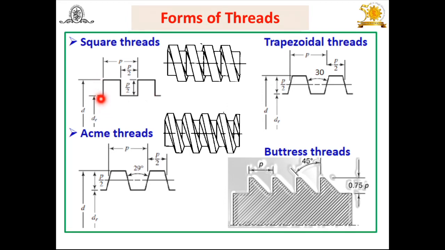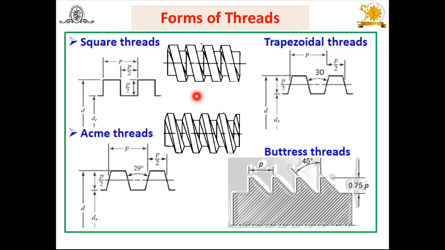Here you will find the teeth, with the surface perpendicular to the axis. The nomenclature is given, and you will find it in the data book also. But what is the main advantage? Actually, it is a screw, but you will find the square thread has a 90-degree form here. Look at this. Then the second one is the trapezoidal thread.